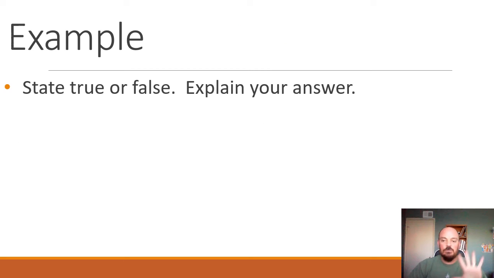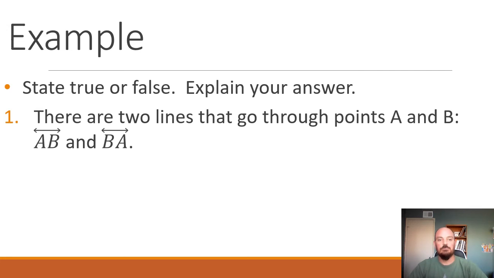So what we're going to do, we're going to use those 5 postulates to practice our reasons. And I'm going to give you some true or false statements. We're going to decide if they're true or if they're false. And then we're going to explain our answer, probably for most of them using those postulates. So, question number 1 says there are 2 lines that go through points A and B. And I even named them for you, line AB and line BA.